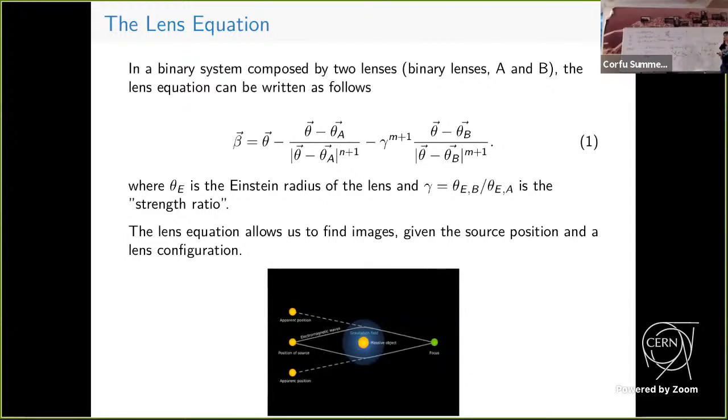This is the lens equation. Through the lens equation, we can find images. We recall that beta is the source position, theta is the position at which we observe the lensed image, and we introduce another parameter, gamma, called the strength ratio, that is simply the ratio between the 2 Einstein radii of the 2 lenses, which in this configuration we simply call A and B. And this is another image of the system. We have the source, and then we have the shifted images after the lensing.